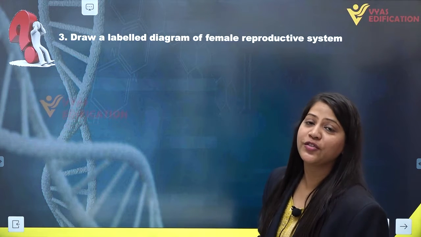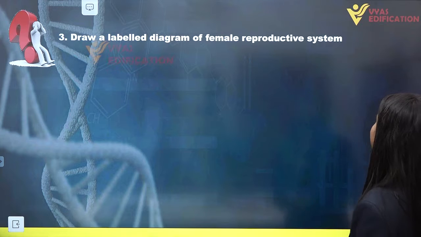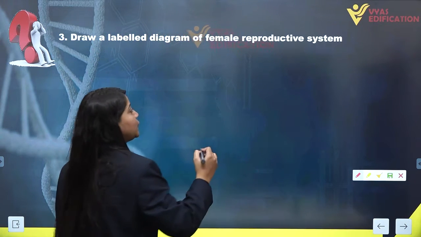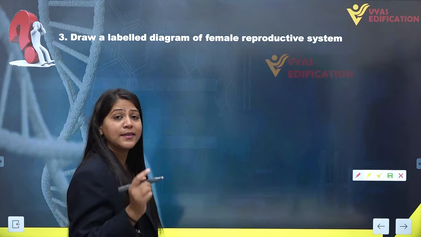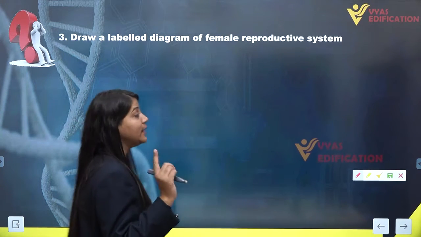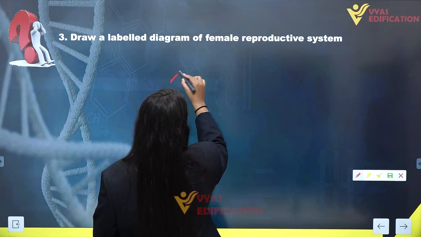So the next question, question number 3 we have, is draw a labeled diagram of the female reproductive system. Now let's make the female reproductive system. As we know, the female reproductive system consists of a pair of ovaries, a pair of fallopian tubes and a uterus. So first we are going to make a uterus.